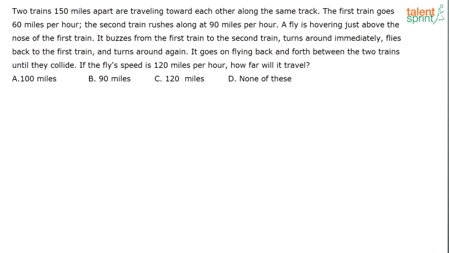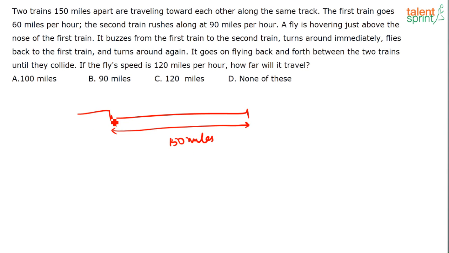Okay, in the meantime, a lot of you have given me answers. A lot of you say 120 miles. Okay, let us solve this question. So there are two trains, 150 miles apart, traveling towards each other. The distance between the two trains is 150 miles. So this is train 1 and this is train 2. And there is a bird. Okay, this is traveling at 60 kilometers per hour.